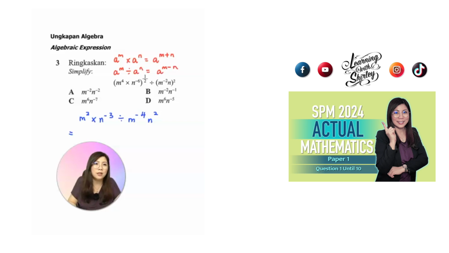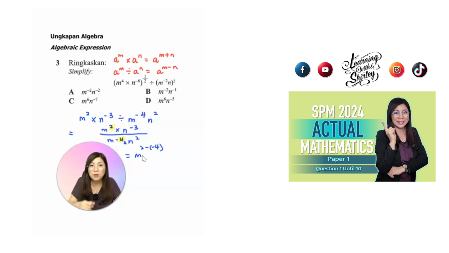Okay, so now let's do this. I'm going to put this in the form of a fraction, then we can see clearly: m squared times n power -3, divided by m power -4 and then n squared, okay? So this one also times, yeah? The next step is we look at the power for m, 2 and -4. So we gather them together. This is considered as division. So m, 2 minus -4.